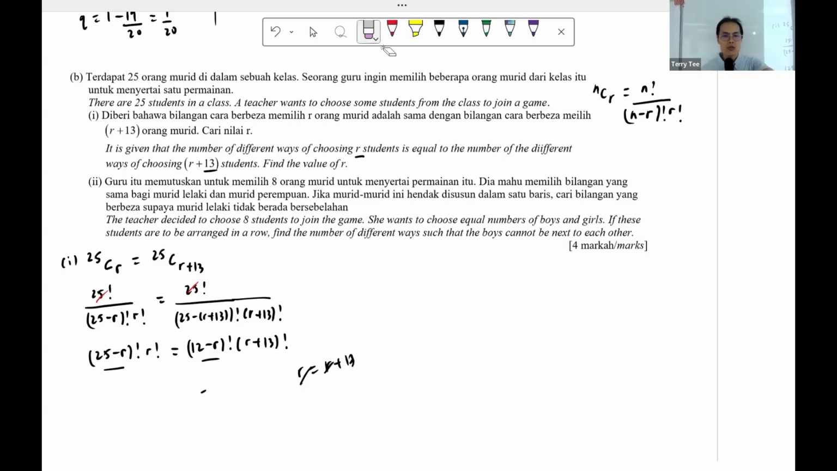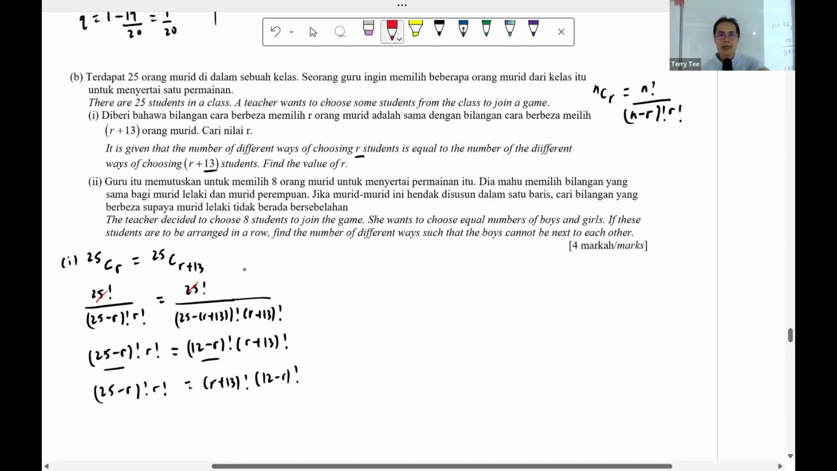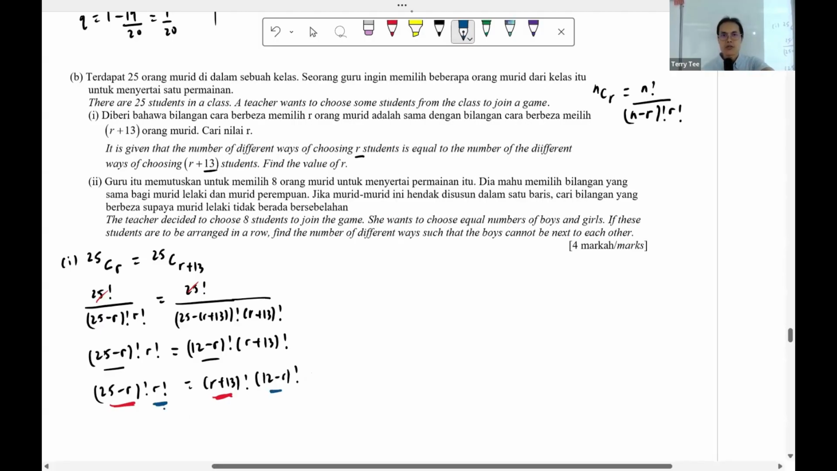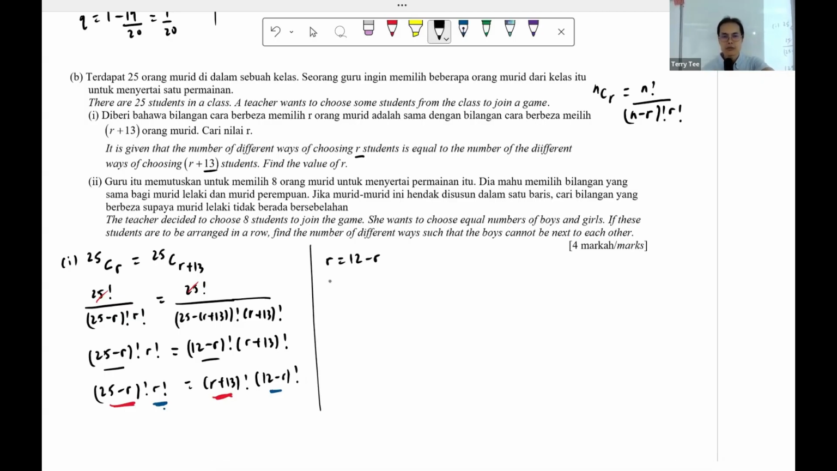So what I will do is, I will switch the position. That is, I write (25 minus R) factorial with the R factorial. I compare, let me write (R plus 13) factorial in front, (12 minus R) factorial. So you have two options. You can compare the red one with the red one, or you can compare the blue one with the blue one. All right? So let's say I compare the blue one. Your R is 12 minus R. Bring over, 2R is 12, R is 6. Okay, guys, this is a long way. But there is a shortcut, a better way to do this.